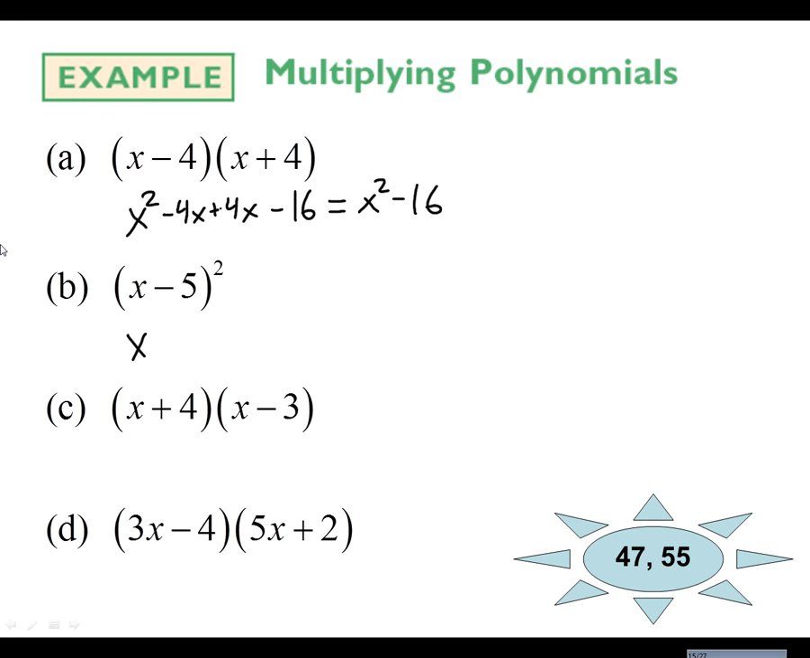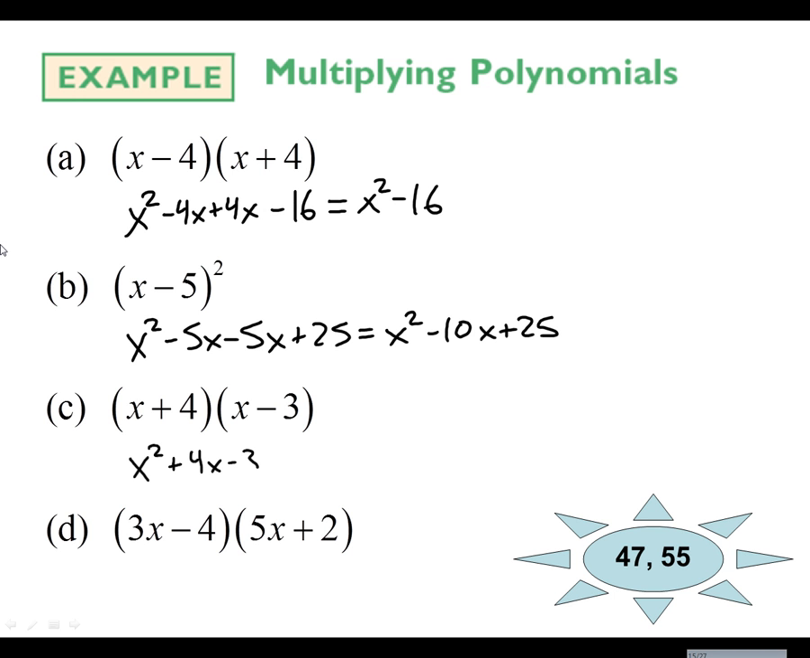Here we've got x squared minus 5x minus 5x plus 25, which is x squared minus 10x plus 25. It's going to be another special formula. On this one, no special formula. We're just going to have to do it. x squared plus 4x minus 3x minus 12, x squared plus x minus 12.